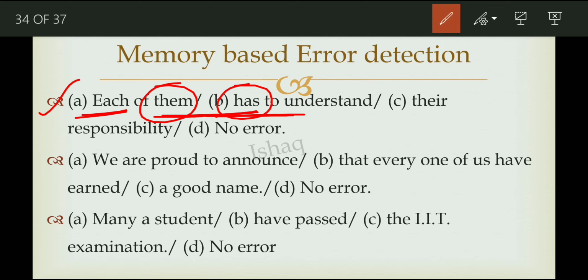So this is basically a subject verb agreement thing. Each of them means every one of them. So we are talking about an individual, one person, so "has" is absolutely correct. And if you can find some other error here: each of them has to understand his responsibility. Even the pronouns we use should be according to this, and it should be "his", not "their".